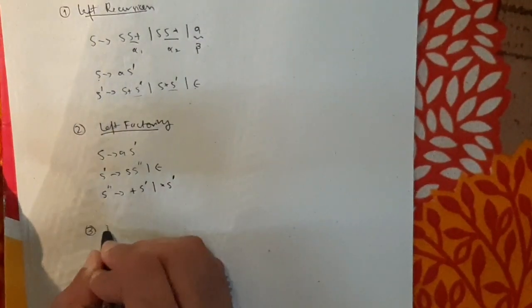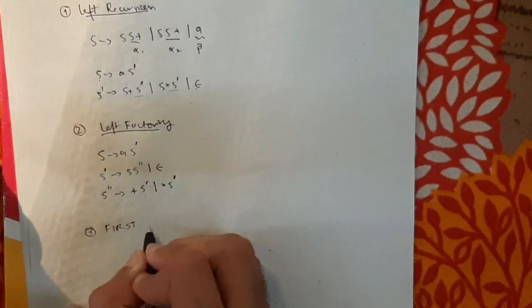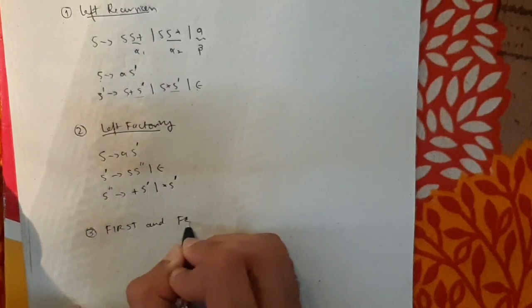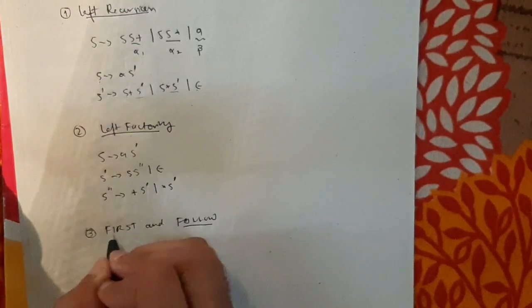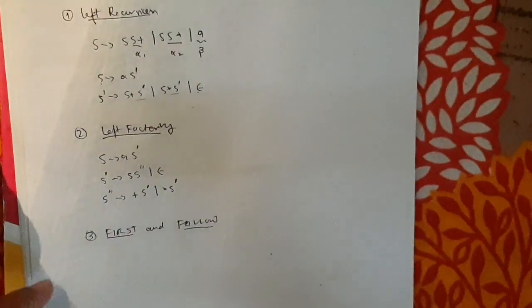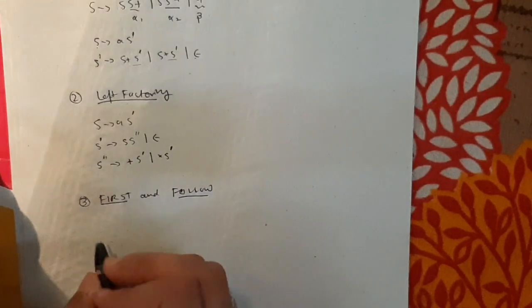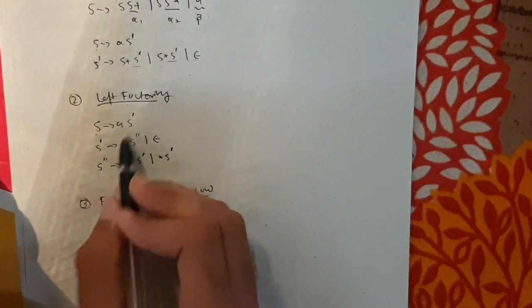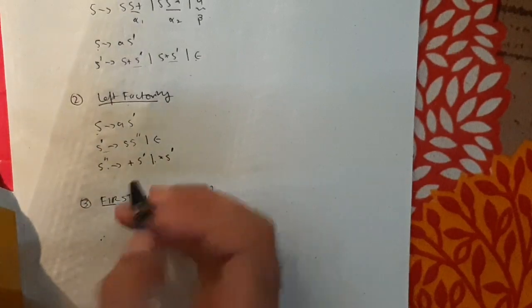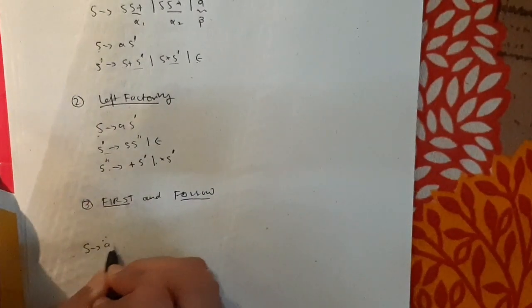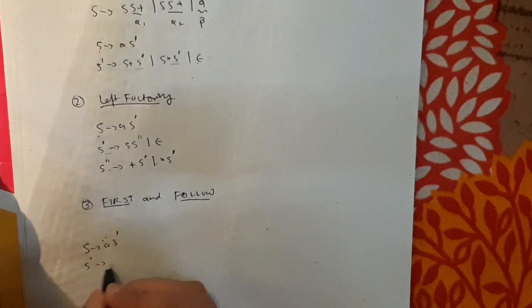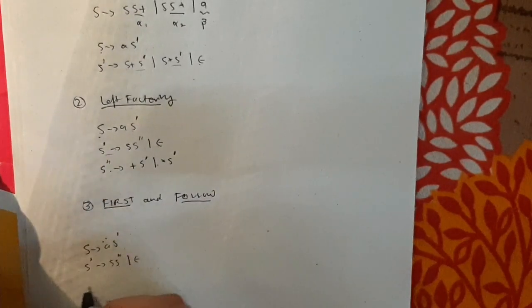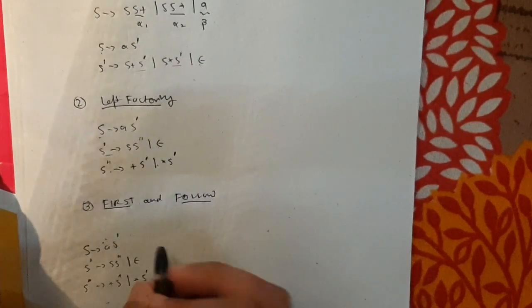Now comes the third point, which is the new topic, First and Follow. So let's see the steps involved in First and Follow. You need to carefully solve these problems because it's a bit complicated. The first step is to note down the non-terminals here. How many equations do we have? Equation 1, equation 2, equation 3. Just copy paste them here: S goes to aS', S' goes to S'' | epsilon, and S'' goes to +S' | *S'.